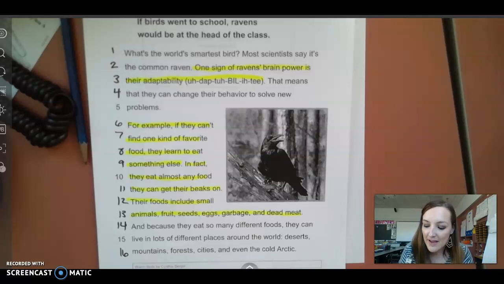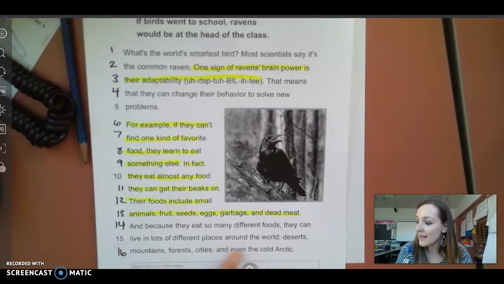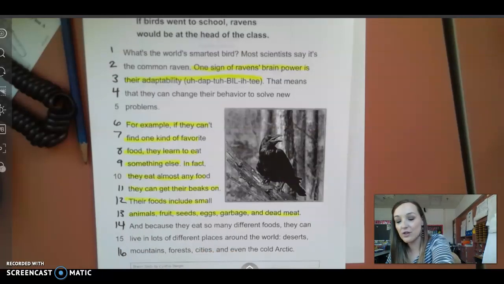And so I love that as kind of a concluding statement because it helps us know, okay, well, we've talked about how they are adaptable, and on the next page, we're going to move on to talk about something else about ravens. So I'd like for you to highlight or underline those last 3 lines also.